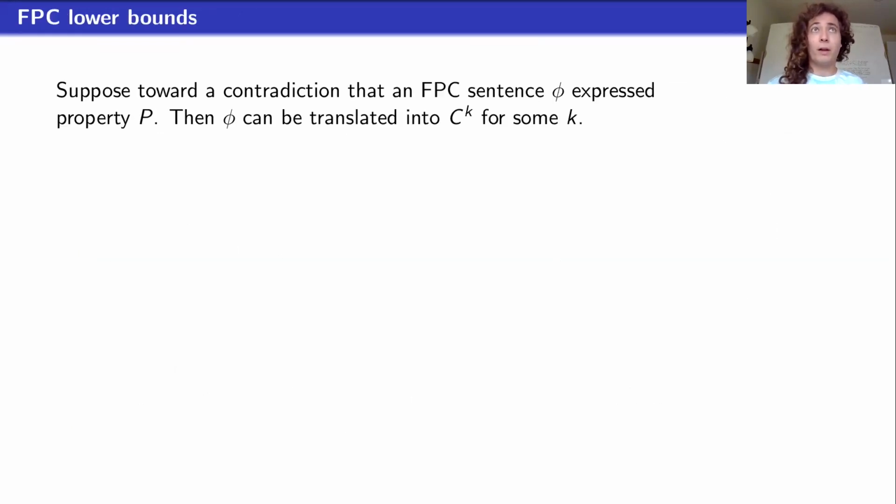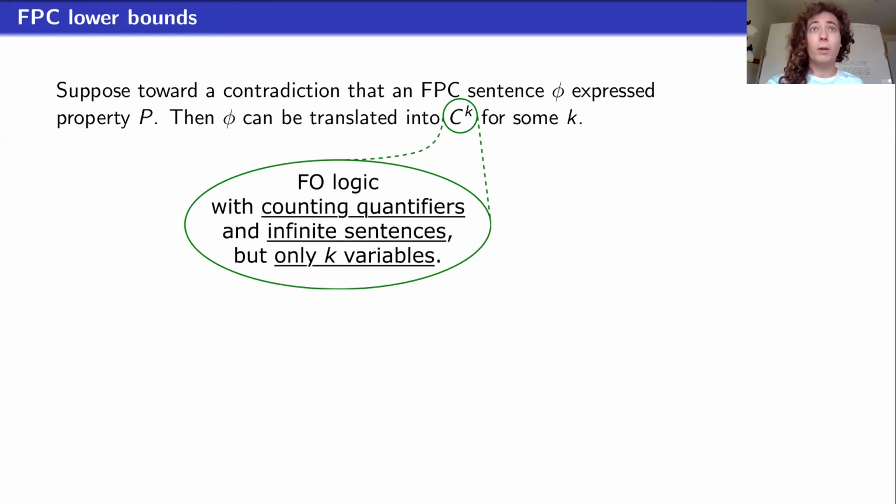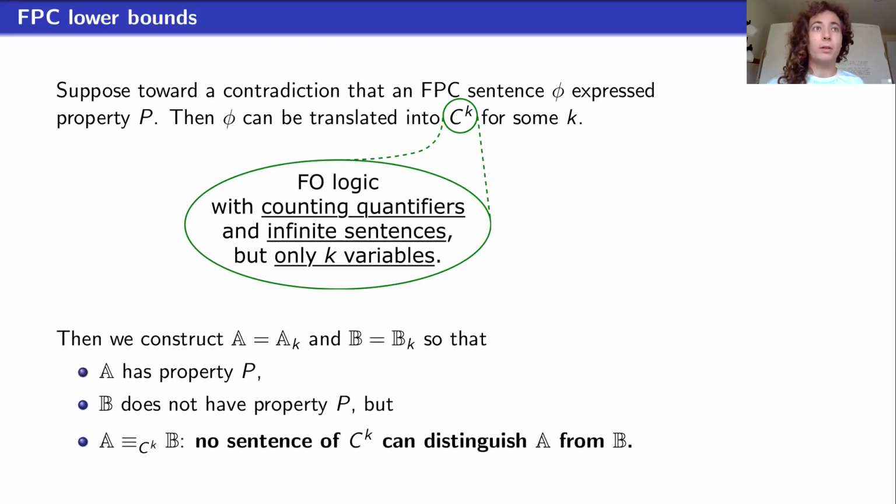The standard approach to proving FPC lower bounds is via Ehrenfeucht-Fraïssé games, where you assume towards a contradiction that there was some FPC sentence phi expressing your property P. And then you say, okay, then we can translate phi into infinitary counting logic C^k for some k. This is first order logic with counting quantifiers and infinite sentences, but still only k variables. And then to show the contradiction, you just have to construct for any such k two structures, A_k and B_k, where A has the property P, B does not have the property P, but A and B are C^k equivalent. In other words, no sentence of C^k can distinguish A from B.